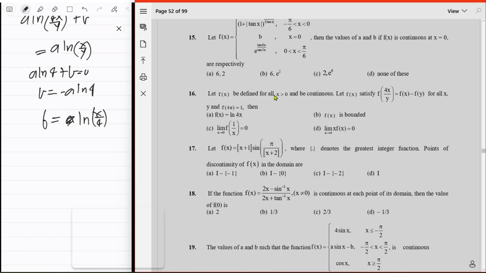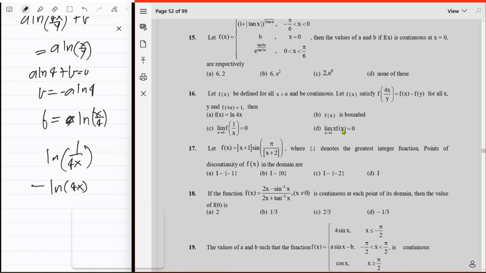Anyway, what else do we have? Limit as x tends to 0 of f of 1 upon x is equal to 0. So f of 1 upon x is just natural log of 1 upon 4x, which can be written as negative natural log of 4x basically. As x tends to 0, that doesn't make any sense because it's going to be infinite, negative infinity for sure. So it's not 0. It is just infinite.